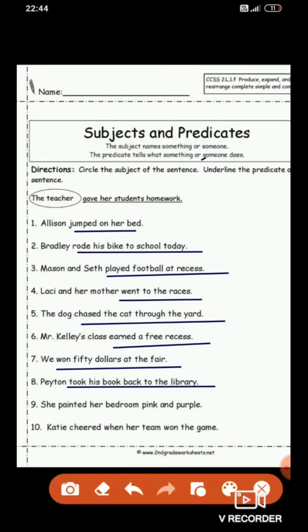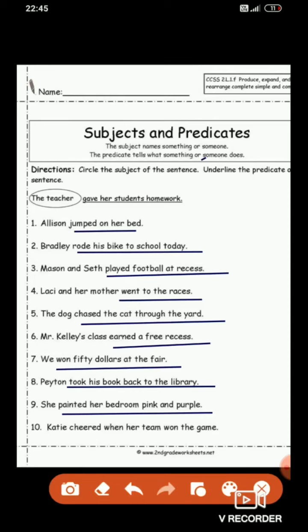Next, she painted her bedroom pink and purple. Now, what is the verb here? Painted, right? So, painted is a verb, and the predicate always starts with a verb. So, painted her bedroom pink and purple, that is the predicate. Who painted her bedroom pink and purple? She. So, she is also a pronoun. She is the subject, and painted her bedroom pink and purple is the predicate because it is the telling part and the subject is the naming part. Clear?